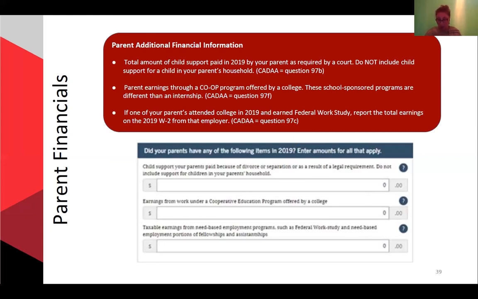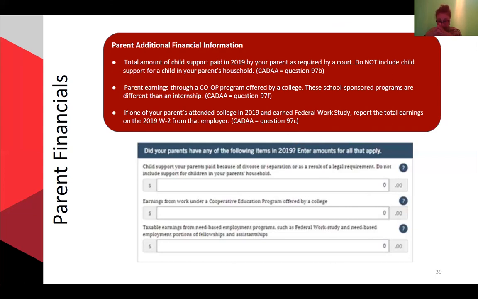What you want to be careful about here is you want to make sure that you are not including child support paid for children that are reported in your parents' household size on this application, okay? The next question is related to parent earnings from work under a co-op education program. This is a question where it's very rare that we see an amount entered, but should it apply, you want to enter that if your parent had any sort of earnings from a co-op education program offered by a college. This is separate and different from an internship.